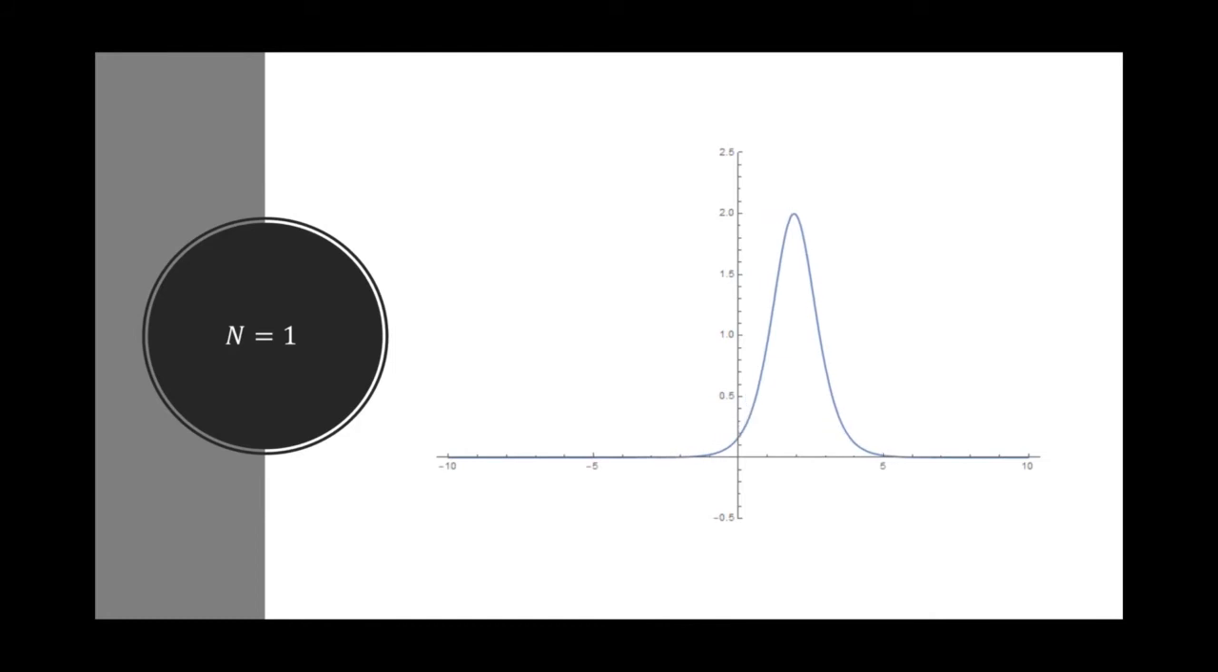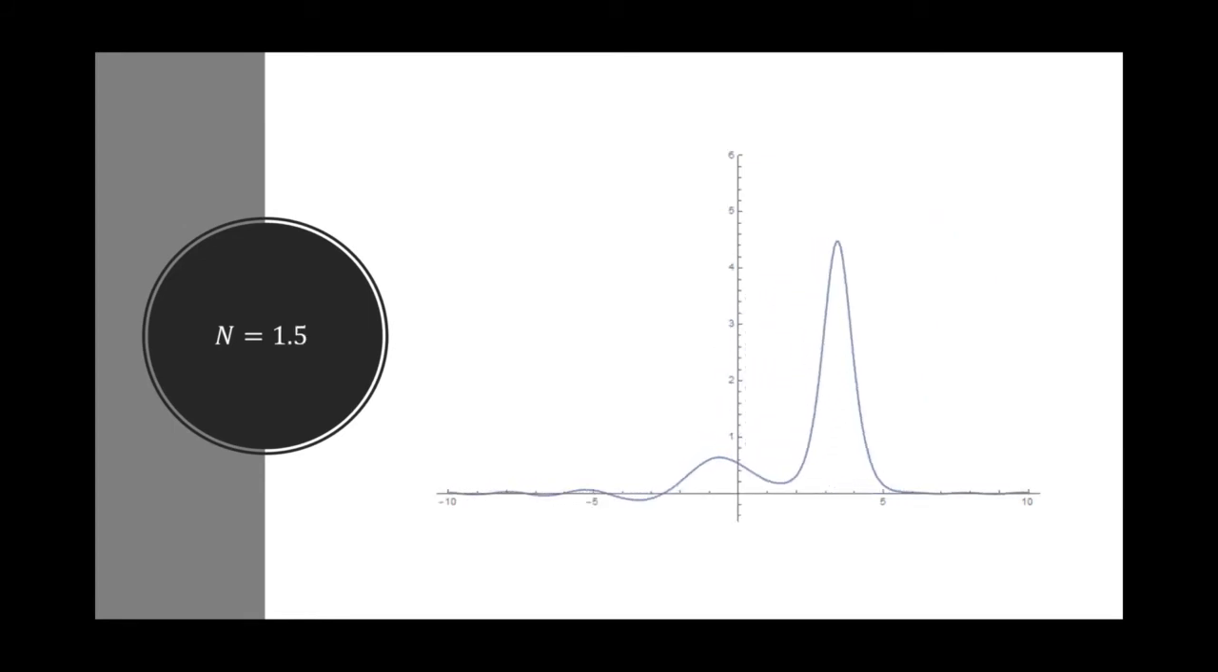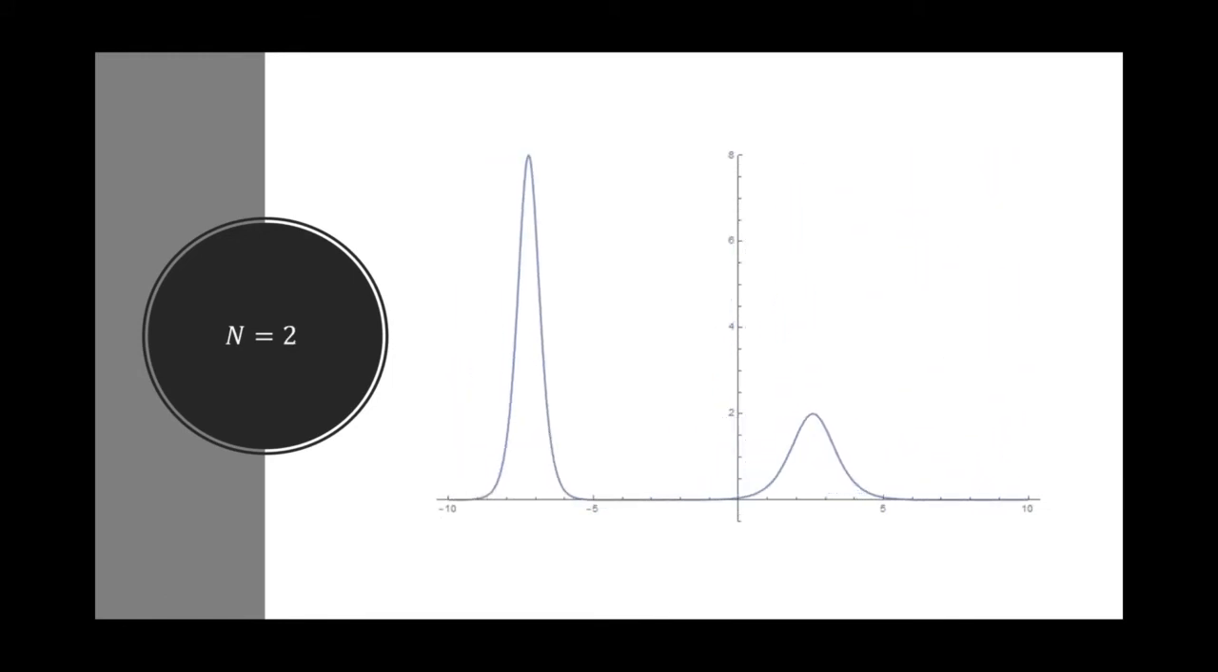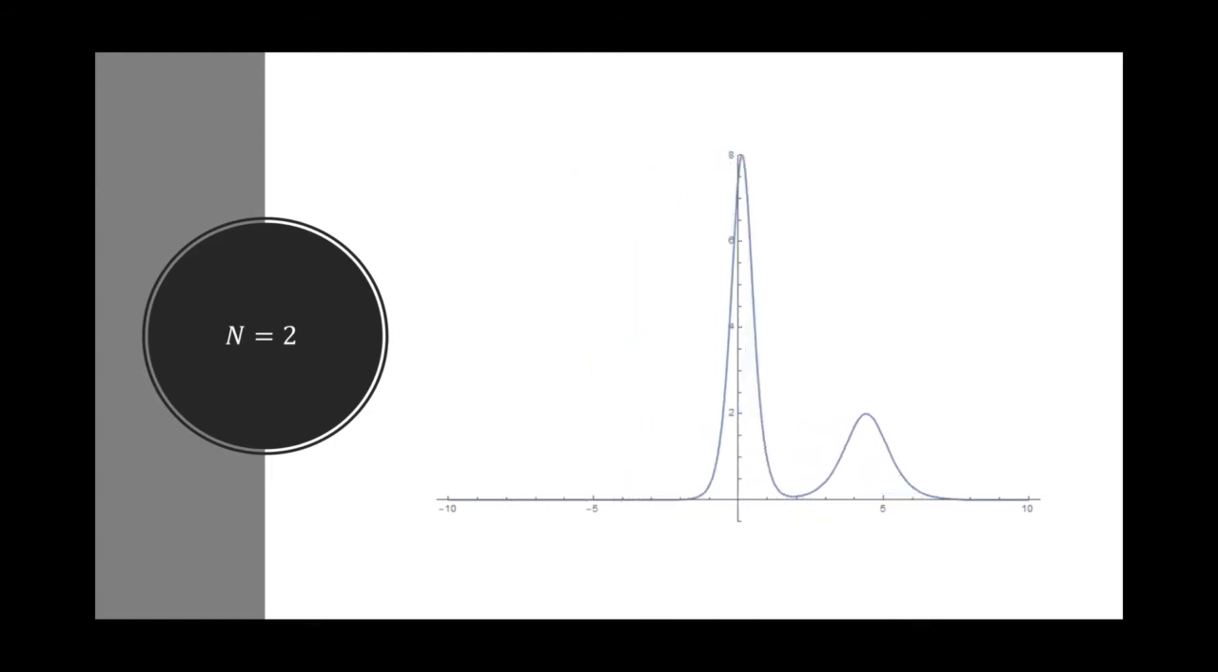This is what we studied earlier. So we just find a single soliton that moves to the right at constant velocity, keeping its shape fixed. Next, n equal 1.5, and we see that the initial condition breaks down into a soliton which moves to the right plus some dispersive waves. Next, n equal 2. So we see that the initial condition breaks down into two solitons which both move to the right.